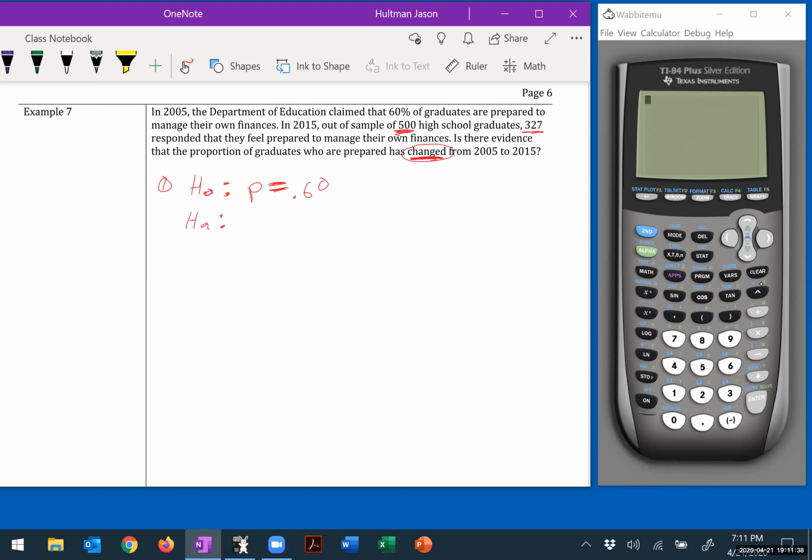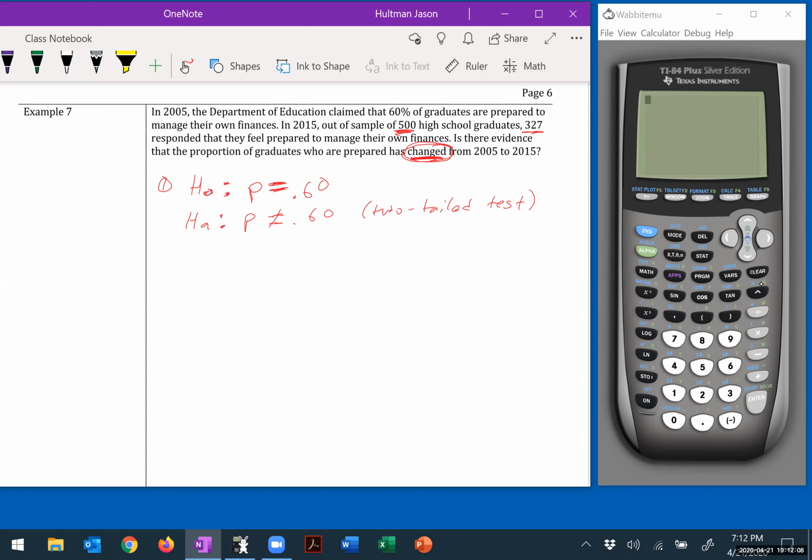Well, how do we designate change? It doesn't say that it's gone up. It doesn't say that it's gone down. It just says that it has changed. Well, that it's not equal to 0.60. This is two-tailed. It's called a two-tailed test. We just want to know, has it deviated away from 0.6 and how much?